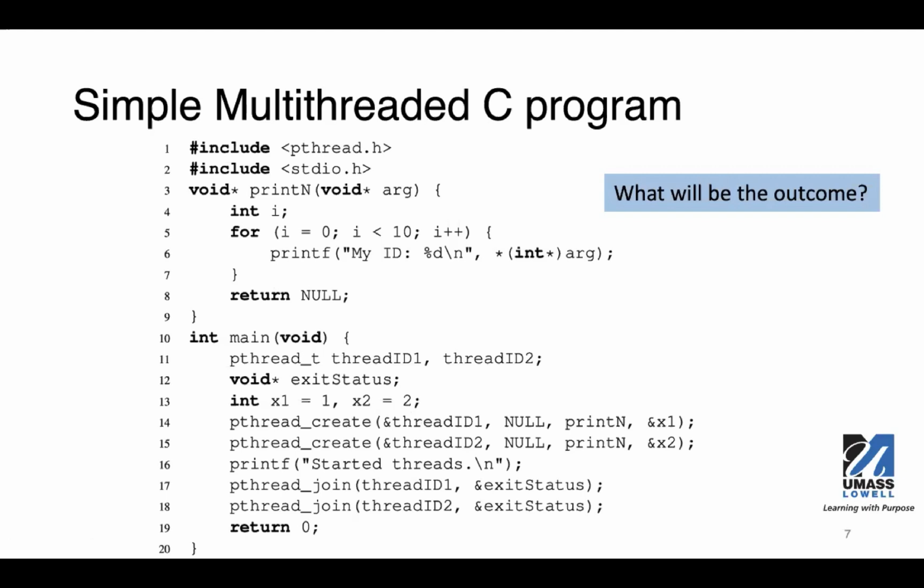It will print 1 10 times. So it will print my ID 1, because the input argument is x1, which has the value of 1, and you pass in the pointer, the address of this x1 variable, and here you use that as the address to an integer. You typecast, you get the value, so you will actually get the integer value 1. So this line will print as my ID column 1 and a new line.